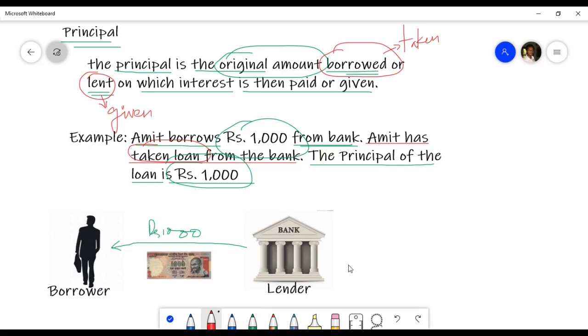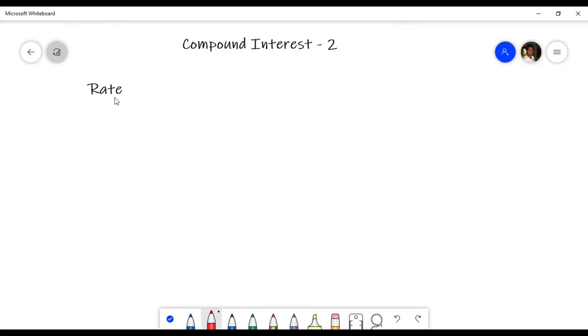So the bank becomes the lender and the person who borrows the money is the borrower. And the amount that is borrowed or lent is called the principal amount. So the principal of the loan is rupees 1000 in this example. Let's understand what is rate.